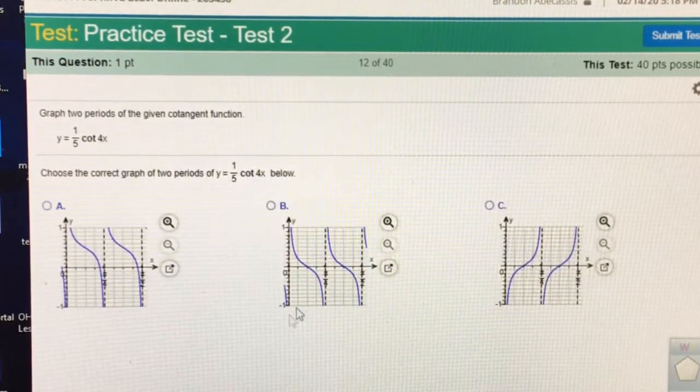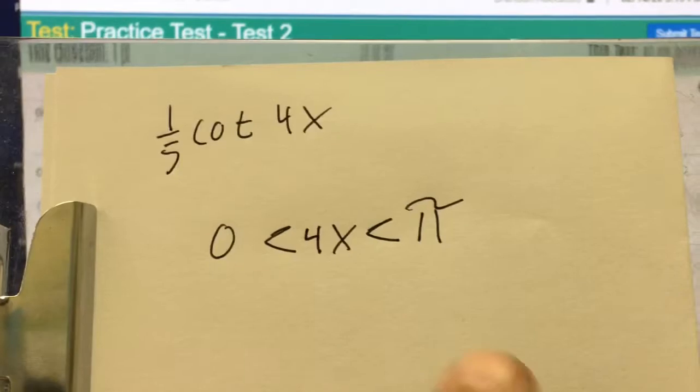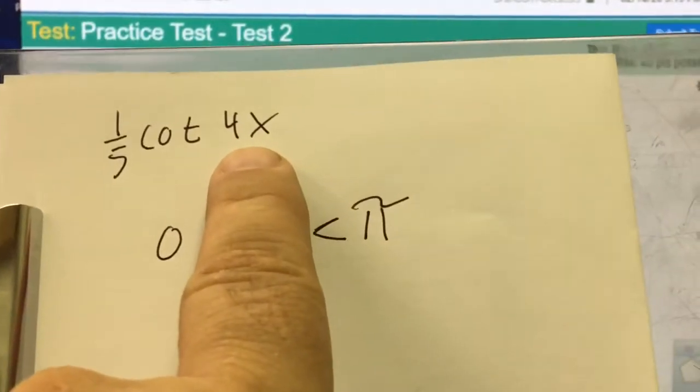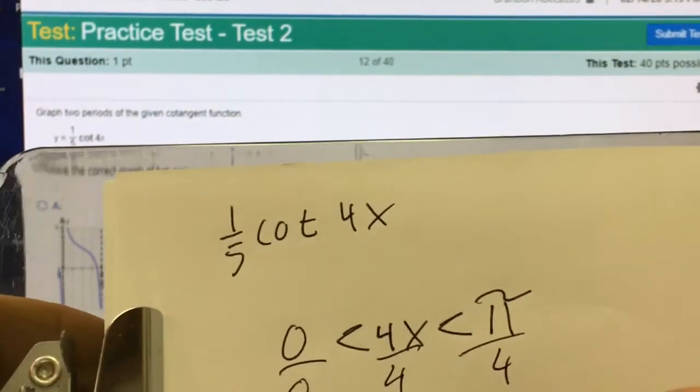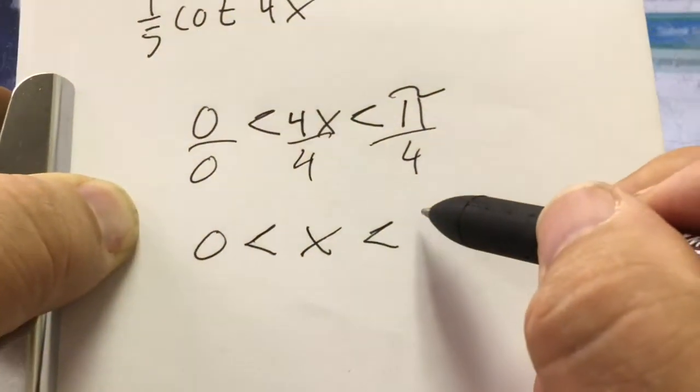Cotangent normally goes the opposite direction of tangent. So it can't be this one. This is a tangent curve. And it says 1/5. Now, cotangent has a boundary between 0 and pi, so whatever's after the word gets set between 0 and pi, and then you solve for that. So I'm going to have to divide both sides by 4, and that would give me 0 and pi over 4. So that's going to give me my boundaries there between 0 and pi over 4.